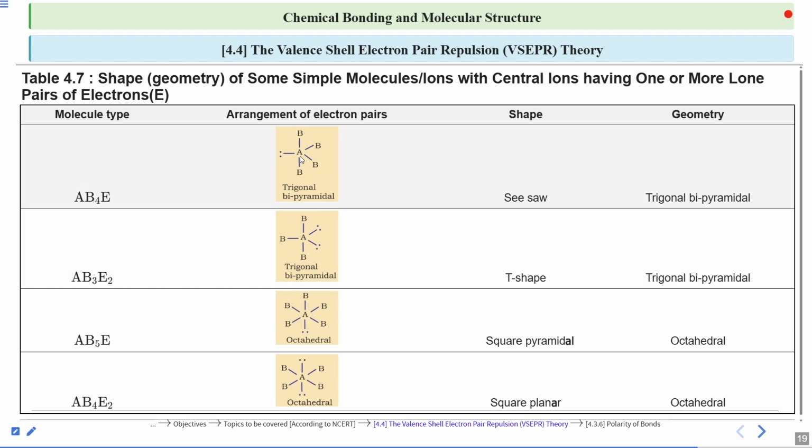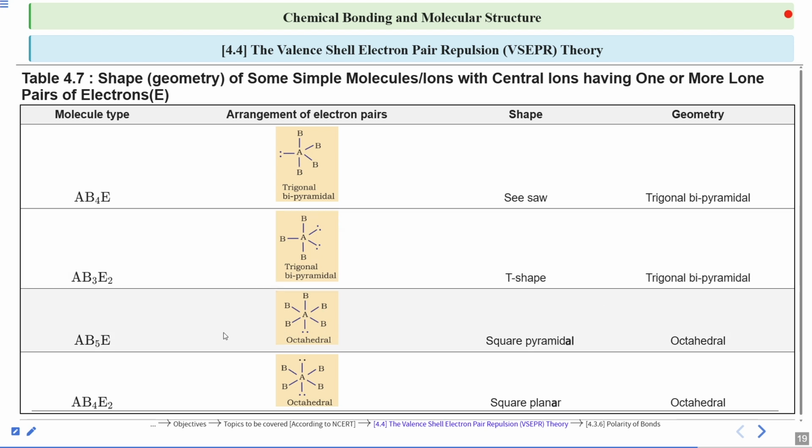Why am I calling it trigonal bipyramidal? You can see on the plane that there is a triangle that is being formed with the help of two B and one lone pair. At the same time, there are two B atoms which are in the collinear position, and that is creating a trigonal bipyramidal shape. Next is AB3E2, which is having a coordination number of again 5 if you calculate it. It is having a T shape. As soon as you see two lone pairs, that means T shape and trigonal bipyramidal.